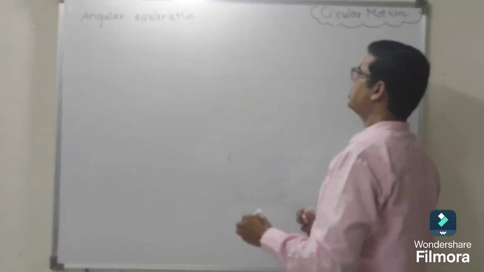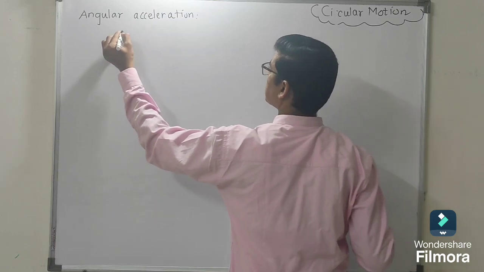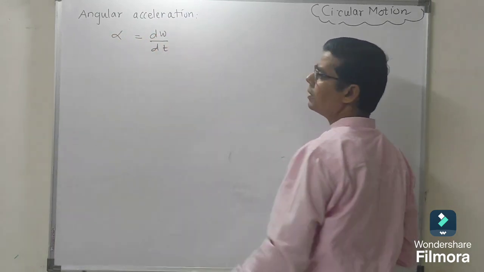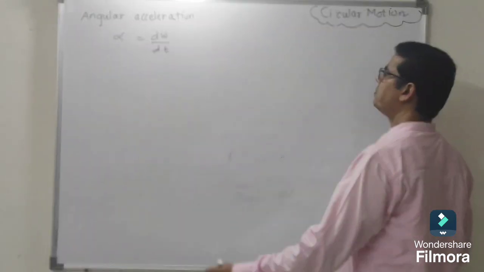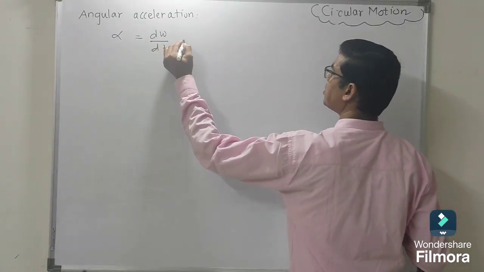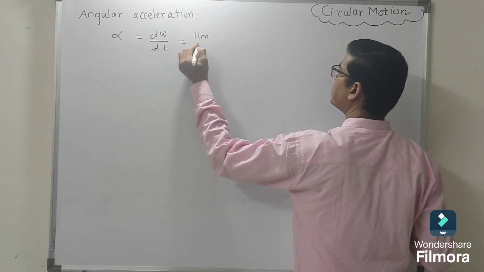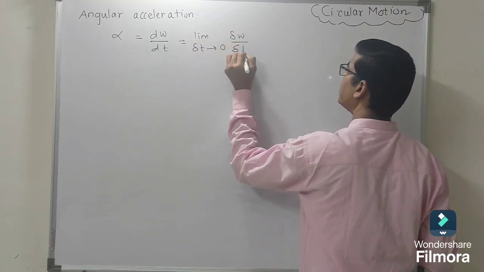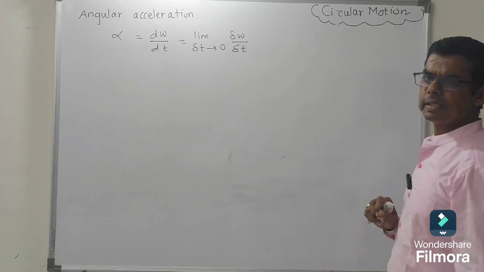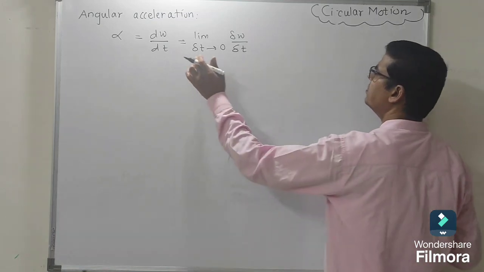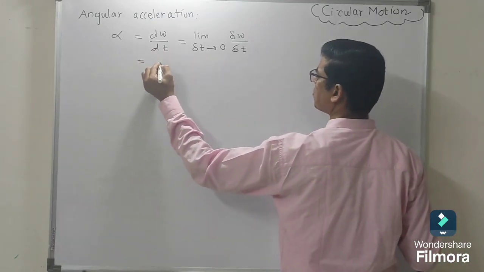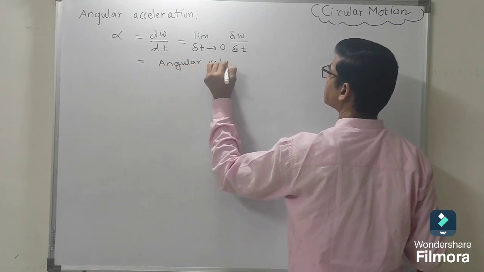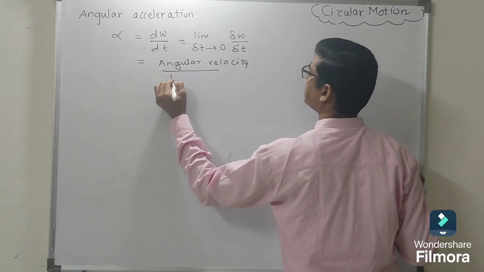What is angular acceleration? It is the rate of change of angular velocity, that is d omega by dt. Angular acceleration is simply the rate of change of angular velocity. We can also represent it as the limit delta t tends to 0 of delta omega upon delta t. So this is instantaneous angular acceleration. By formula, we can write angular acceleration as angular velocity upon time.